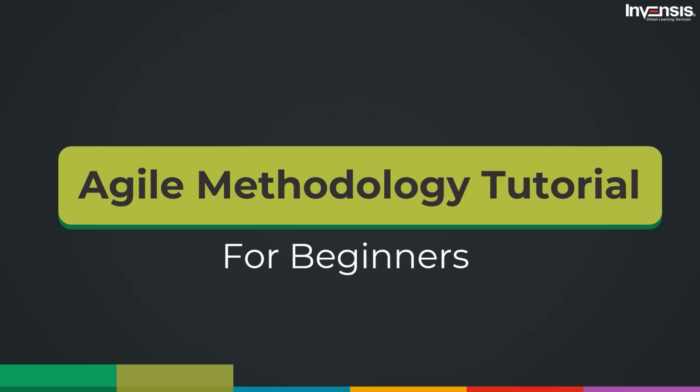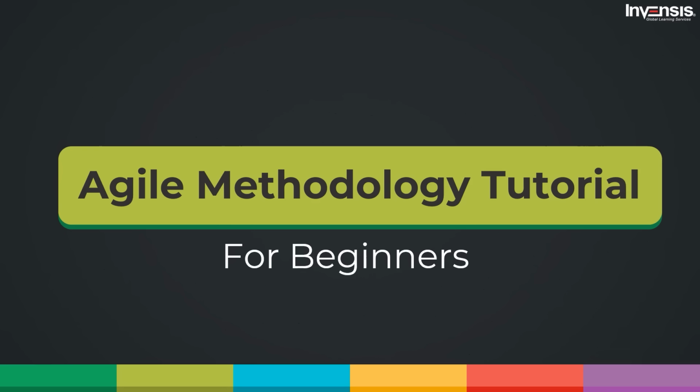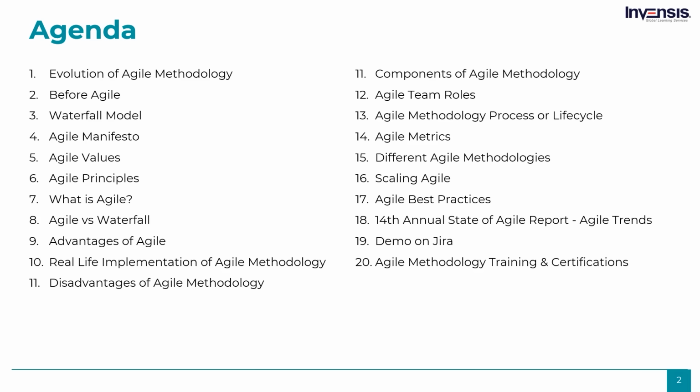In this tutorial session, we are going to learn everything about Agile methodology. Before we get started, let us quickly go through the agenda. As you can see on the screen, we will begin by knowing a little bit about the history of Agile. We will also take a look at the methodologies that were used before the Agile development model. Then we will discuss the Agile Manifesto, about the values and the principles present in it. Post that we will discuss what exactly is Agile, its advantages and disadvantages, and its components.